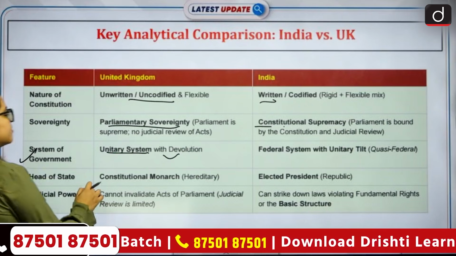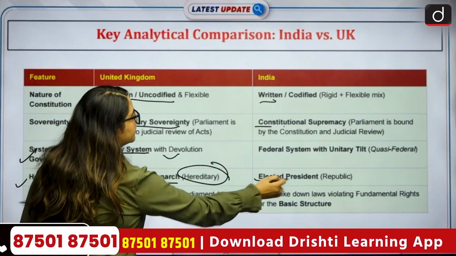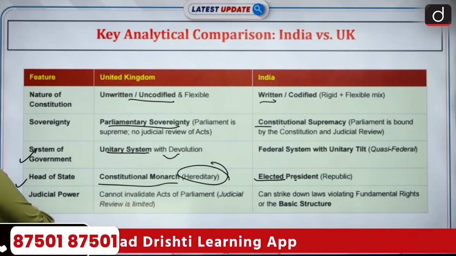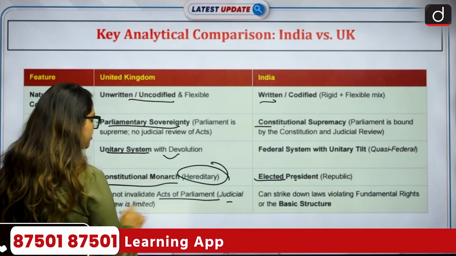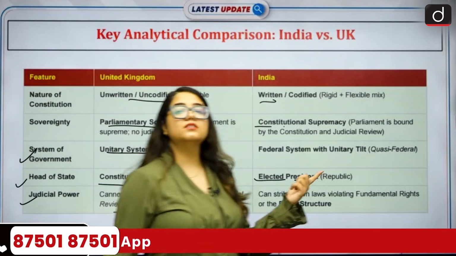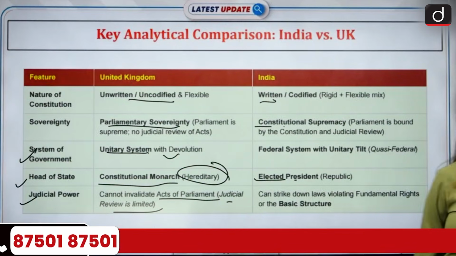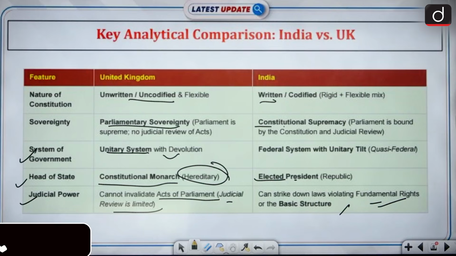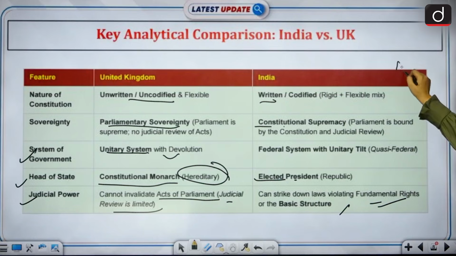Head of state: a constitutional monarch that is hereditary in the UK, an elected president in India, that is a republic. Judicial power: courts cannot invalidate acts of Parliament, and judicial review is limited. Here in India they can strike down anything and everything if it goes against the basic structure. These are the basic differences, and why a written constitution gives us a certain edge and stability over the longer run. Clear?